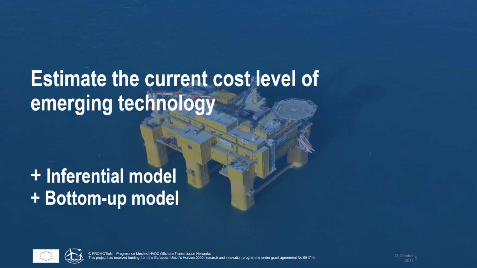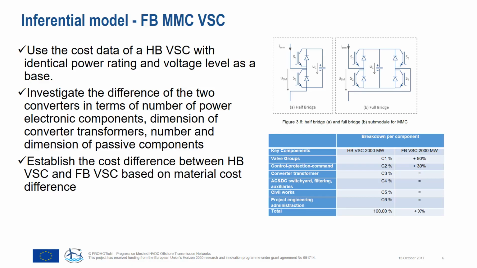So how do we estimate the current cost level of emerging technology? There are two models. One is called the Inferential Model, the other called the Bottom-Up Model. We'll show them in the following slides. The Inferential Model is the model we use to estimate the cost of an emerging technology based on a similar component which is quite mature and for which you have available cost information.